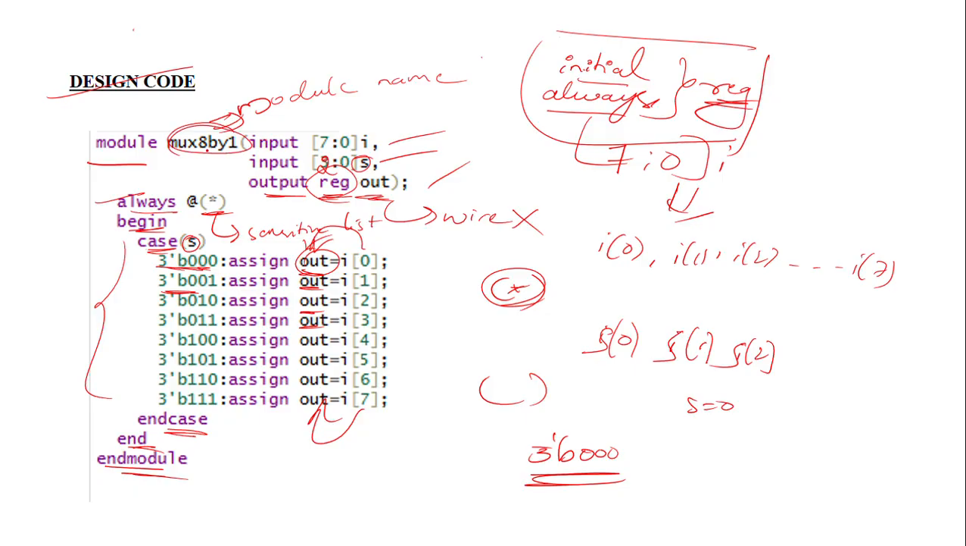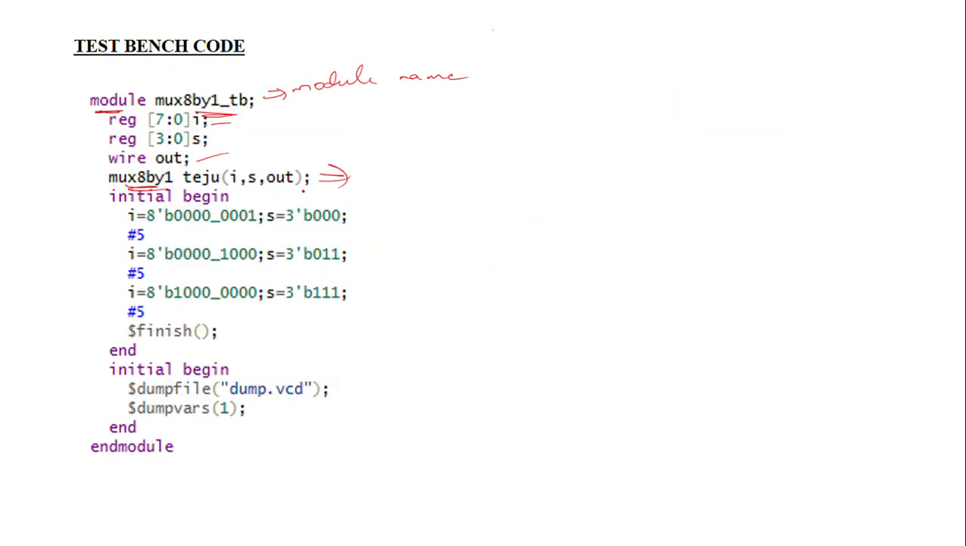Here you can observe the connection of design code and test bench code. You can connect the design code and test bench code in this line. This is our design code module name, and this is our instance name. You can write any name. I used this name only for that specification.